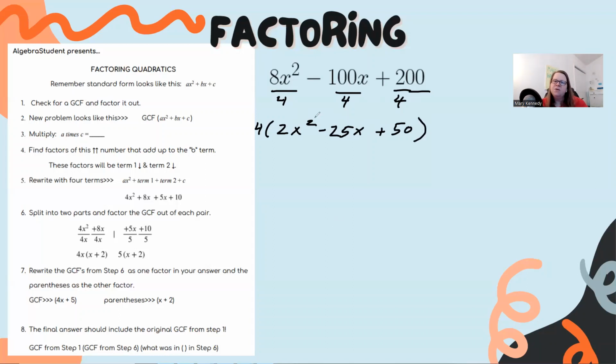All right. 2 and 25 and 50, those won't divide by anything, not all 3 of them at least, won't divide by any of the same numbers. So since 25 is odd, we're ready to jump to step 3. This is actually the new problem, our GCF and then standard form.